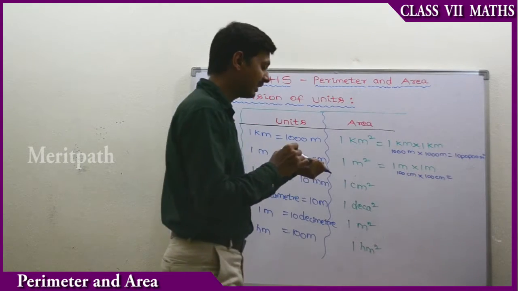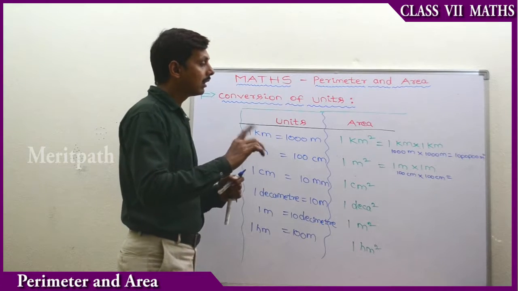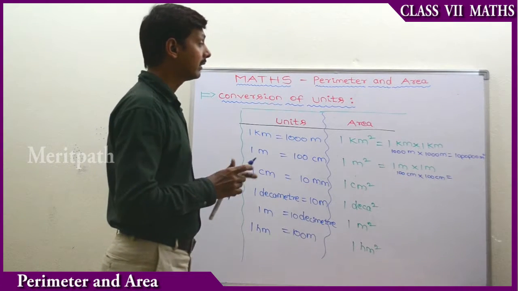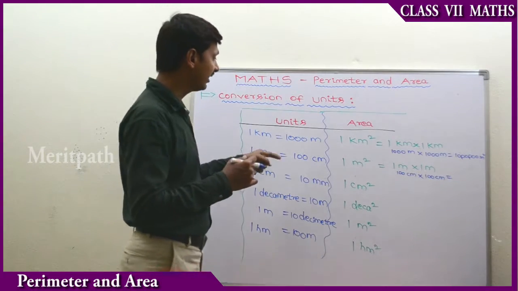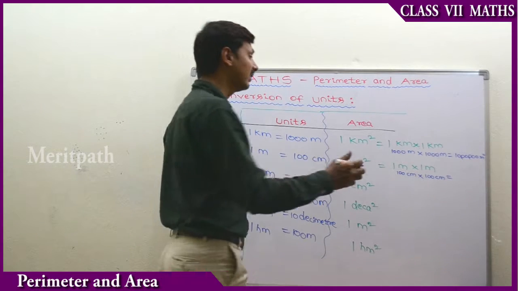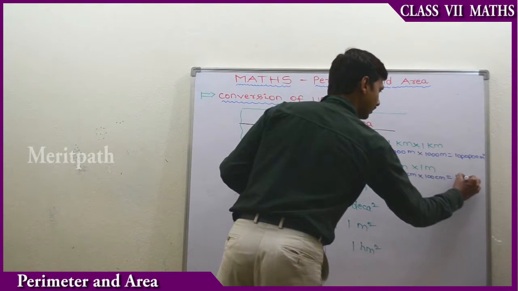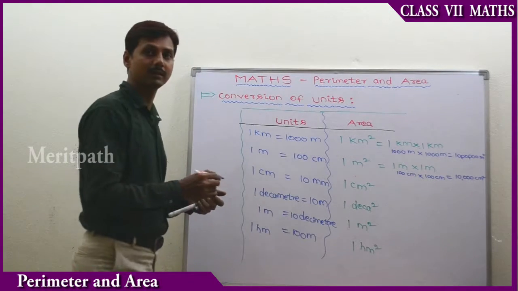One kilometer we have written there. So that is 1 meter into 1 meter. It is 100 centimeters. We change that 1 meter into centimeters because according to the area, we'll get 10,000 centimeters square. So 10,000 centimeters square. Let's see the next one.